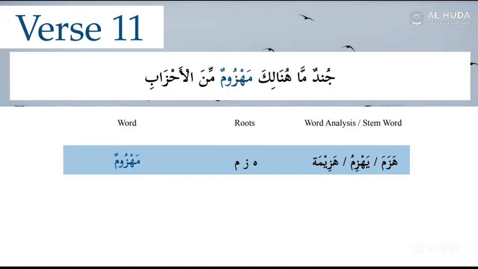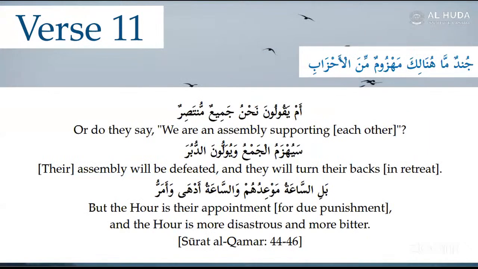In Surah Al-Qamar also we learn in verses 44 to 46, أَمْ يَقُولُونَ نَحْنُ جَمِيعٌ مُنْتَصِرٌ سَيُهْزَمُ الْجَمْعُ وَيُوَلُّونَ الدُّبُرَ بَلِ السَّاعَةُ مَوْعِدُهُمْ وَالسَّاعَةُ أَدْهَى وَأَمَرُّ. Or do they say we are an assembly supporting each other? Their assembly will be defeated and they will turn their backs in retreat. But the hour is their appointment for due punishment, and the hour is more disastrous and more bitter.